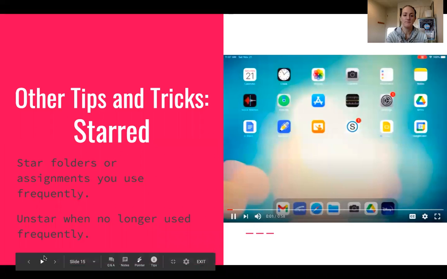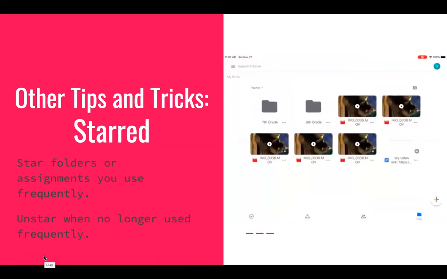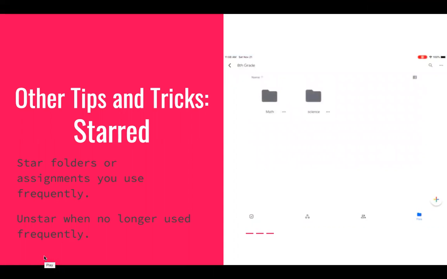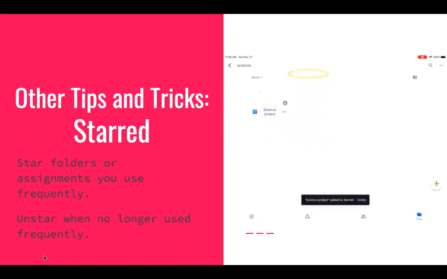In this video, I'll show you how to use the starred function in your Google Drive. So go ahead and open your drive. You're in your drive view where you can see all your folders and files. Find the file that you want to star. Click the three dots and you're going to click add to starred, the second one from the top there.